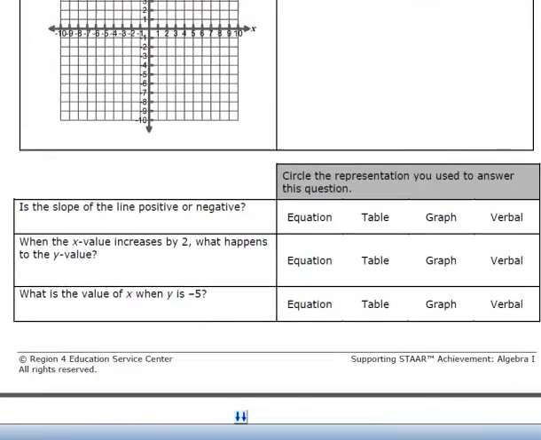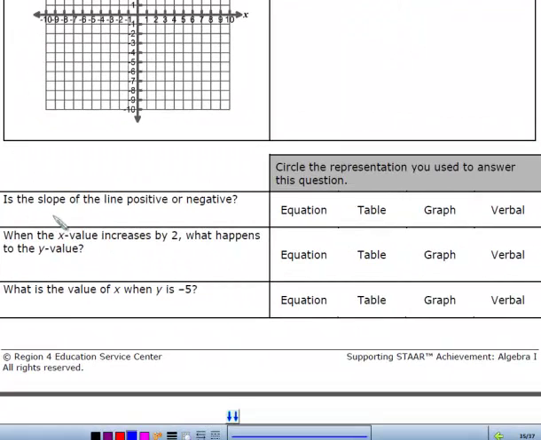Okay, so given this information, I want you to answer these questions. So you're going to answer these 3 questions here first, and then you're going to write the representation that you use to answer each of these questions over here. I need you to write the question this time and write the answer, and then the representation that you use to answer that before I see you next time. So I will see you in class.